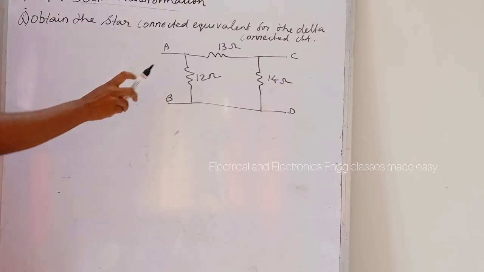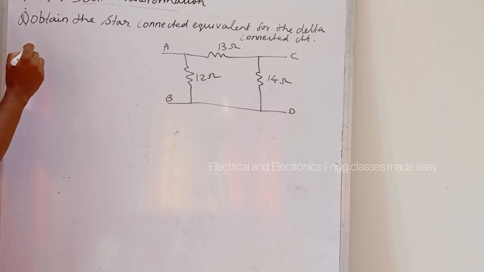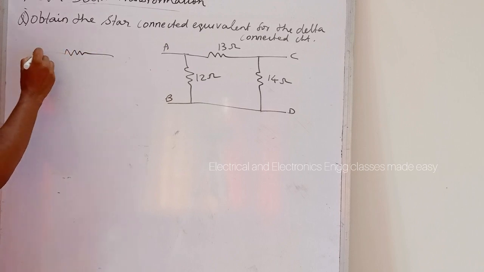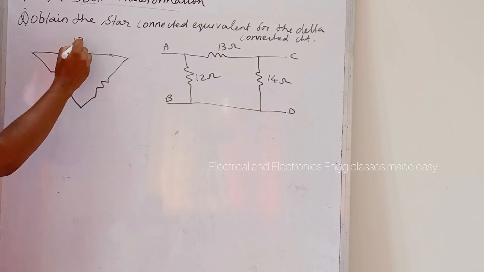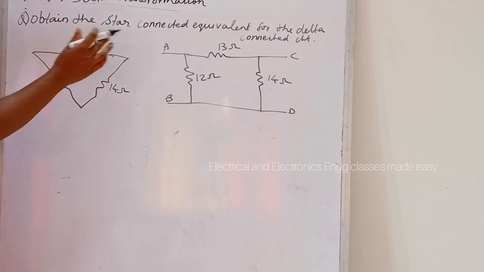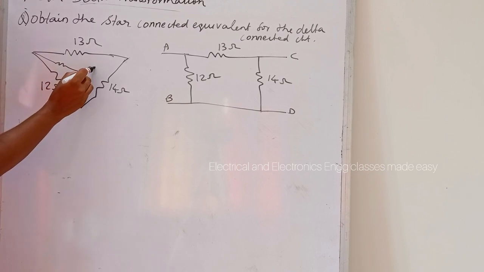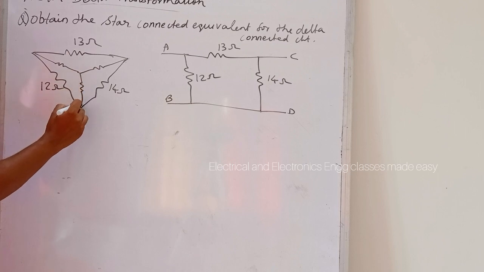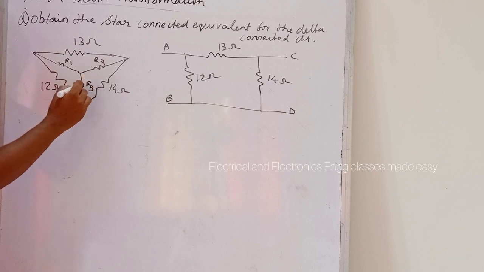Problem: obtain the star connected equivalent for the delta connected circuit. So this is the given circuit. So this is a delta connected circuit, and this one we can redraw like this. So this is 13 ohm, 12 ohm and 14 ohm, and here we have to convert into star connected circuit. So let this be the equivalent star connected circuit. Let R1, R2 and R3 be the resistances for this star connected circuit.